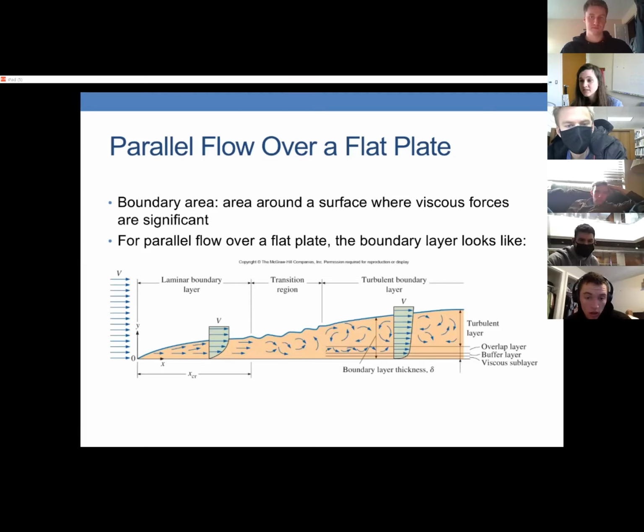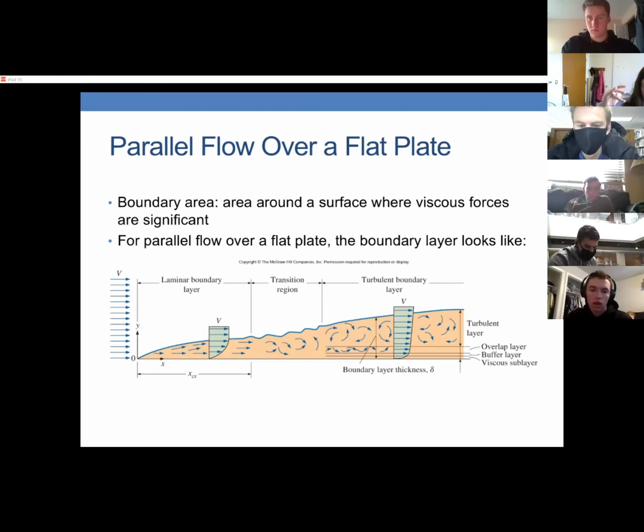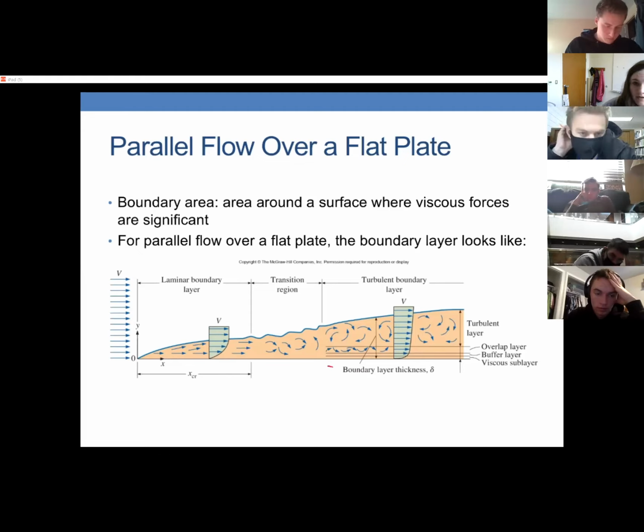Okay, for the last question, Zach says he's getting something higher. As I said, just if you plug it in right and double check everything, it should come out right. Okay, parallel flow over a flat plate, boundary layer looks like this. A few things you should notice. It gets wider as it goes along. It starts out as laminar here, and then at some point, it starts to get more turbulent, and then from there on out, it's turbulent.